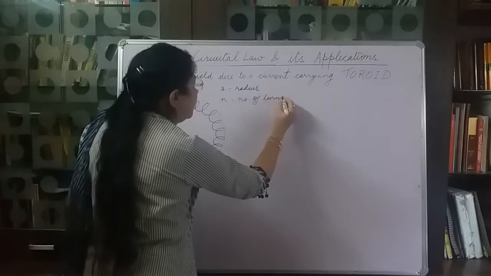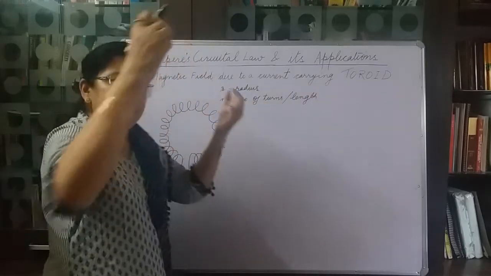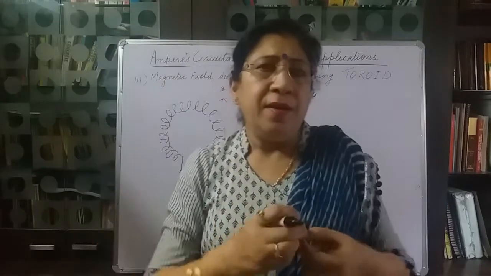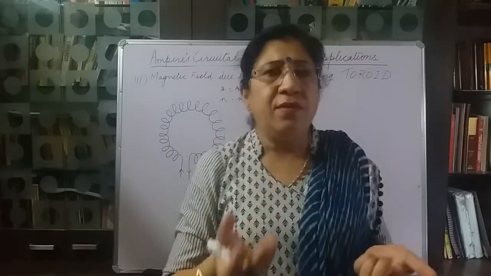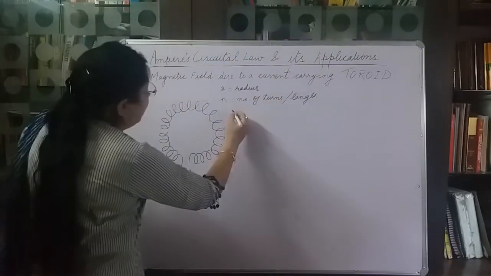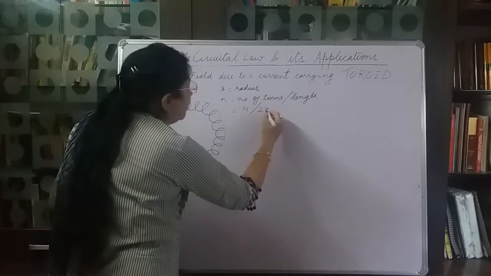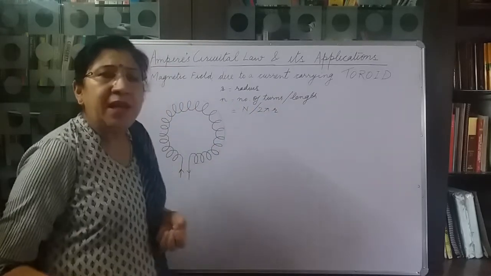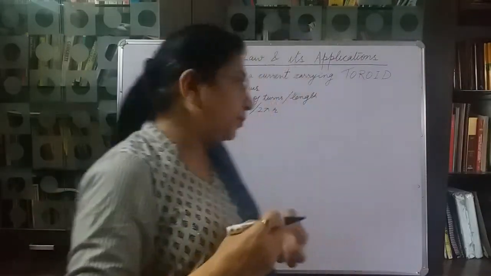turns per unit length. Since the toroid is in the form of a ring, the length we can take is the circumference. So if capital N is the number of turns, then small n will be capital N upon the circumference 2 pi r, the length of the toroid.